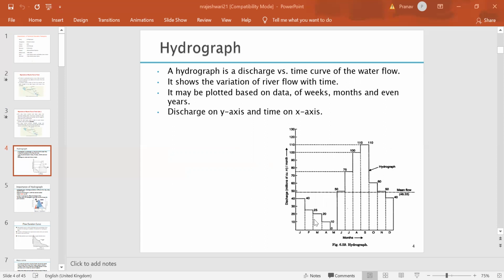So in a month, what is the variation of river flow with time, that is months, and it may be plotted based on the data of weeks, months, and even years also. With discharge on the y-axis and time on the x-axis, drawing between discharge and time, we get this hydrograph.